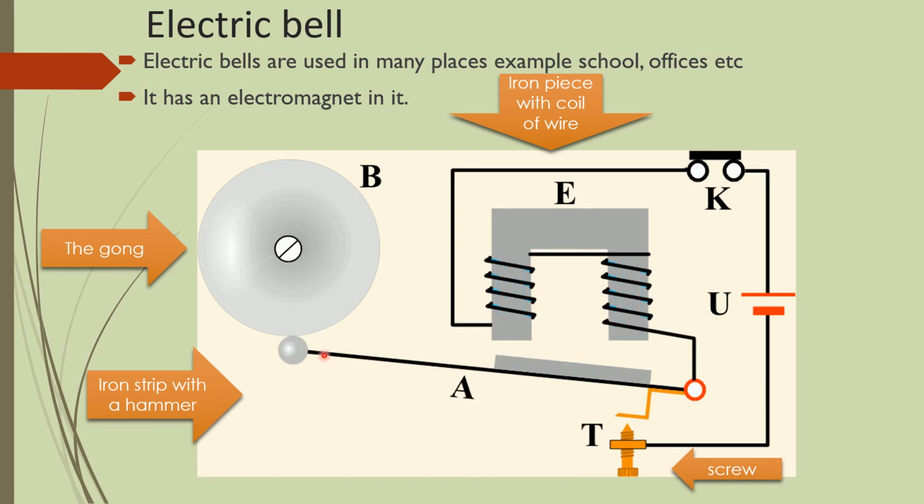Every time the hammer strikes the gong, the circuit is broken. You have to keep this in mind. You can make an electric bell at home with the help of this picture. You can make your own electric bell and use a battery instead of a cell. So in this chapter you learned about the heating effect as well as the magnetic effect of electric current, and how we use those behaviors in our daily life. I hope you learned a lot in this chapter.